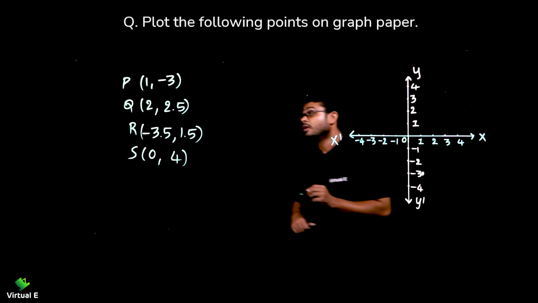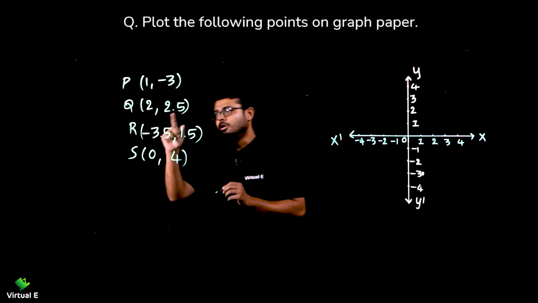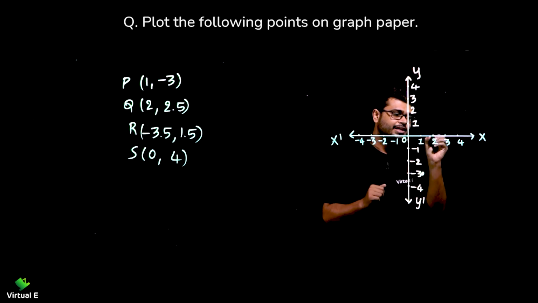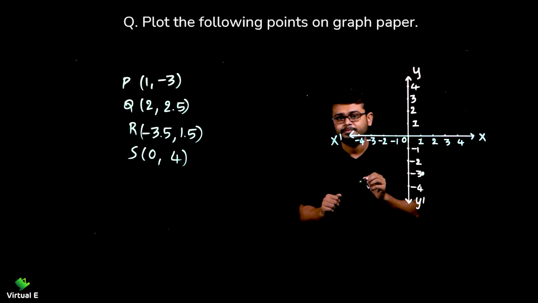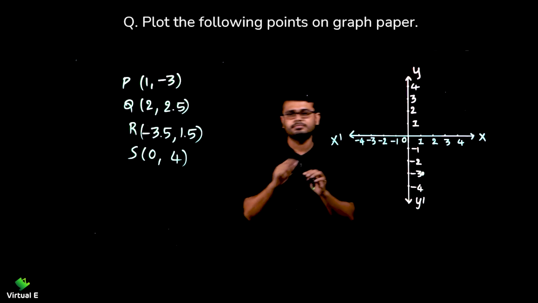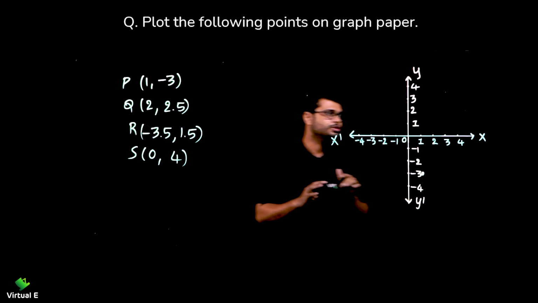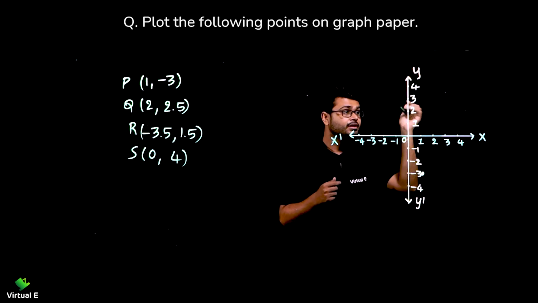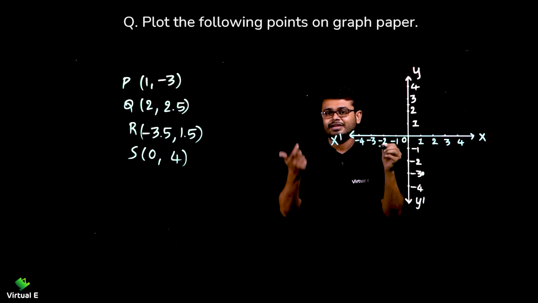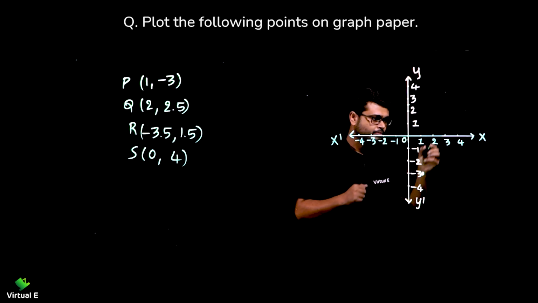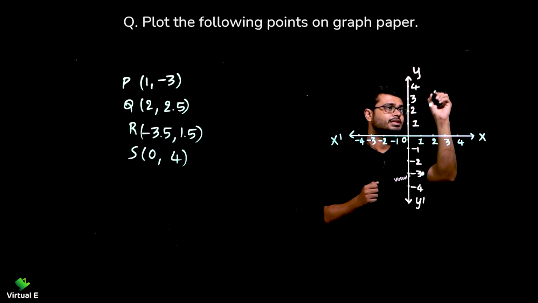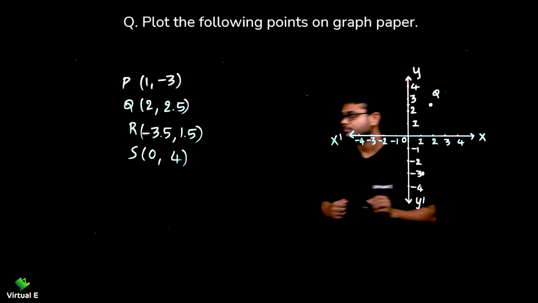Good. Second, 2 comma 2.5. So on the x-axis 2 very easily we can take, but 2.5. Now here, very simple, we are going to use simple logic. 2.5 is between 2 and 3, right? Between 2 and 3. So that's the middle of it. That will be 2.5. So 2 comma 2.5. Let's name it as Q.